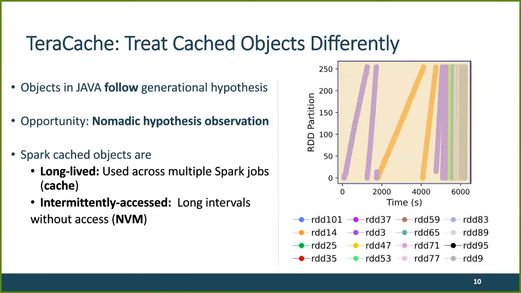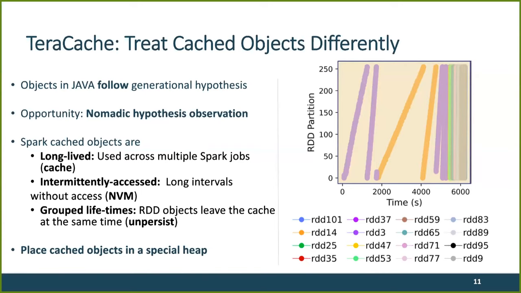So we have intermittent access on this cache data because we have long intervals without access to this data. As we can see from the shape on the right, we have 3,200 seconds between the last access time of the purple line and the next access of the purple line. So this cache data, we can locate on a slower storage device and not in memory. Finally, these cache RDDs have group lifetimes and we can reclaim them at once after the unpersist call.